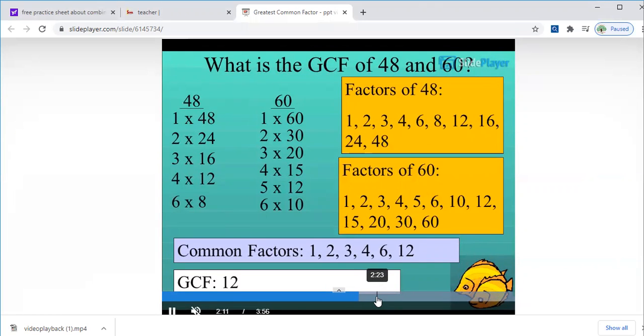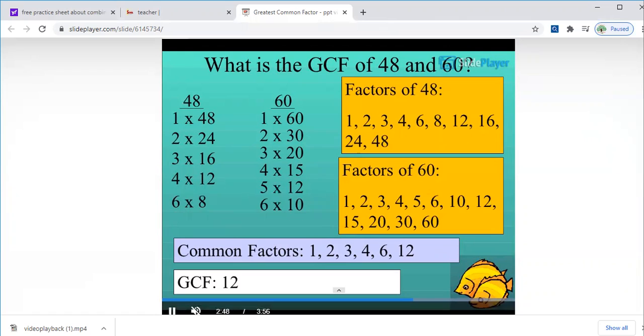This is another example. We have 48 and we have 60. We are going to use the same method with 48. So 48 will be 1 times 48, 2 times 24, and so on. So the greatest common factor will be equal to 12. This is how we can find the greatest common factor between two numbers.